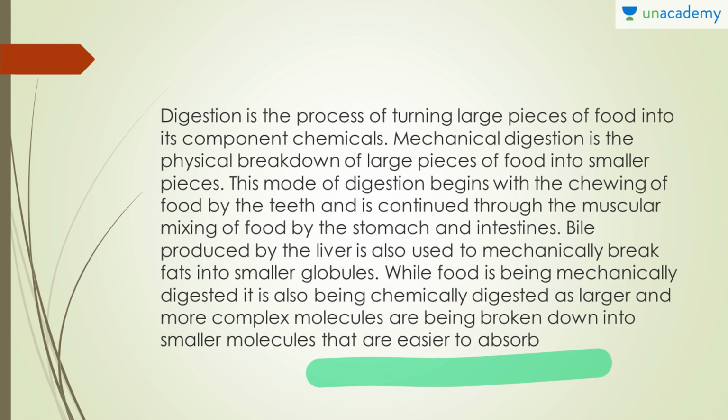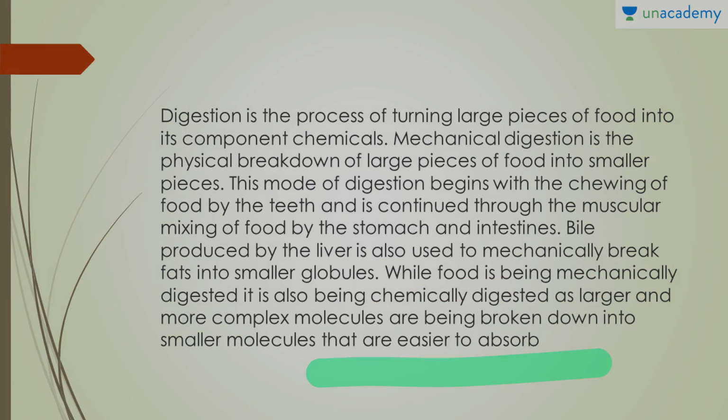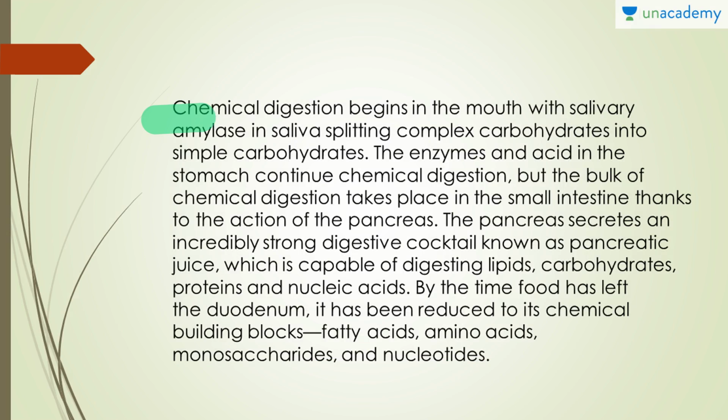Now we are going to discuss the chemical mechanism. See, chemical digestion begins in the mouth with the salivary amylase in the saliva splitting complex carbohydrates into simple carbohydrates. That is, the conversion of complex carbohydrates into simple carbohydrates is known as chemical digestion. Enzymes and acids in the stomach continue chemical digestion, but the bulk of chemical digestion takes place in the small intestine thanks to the action of the pancreas.